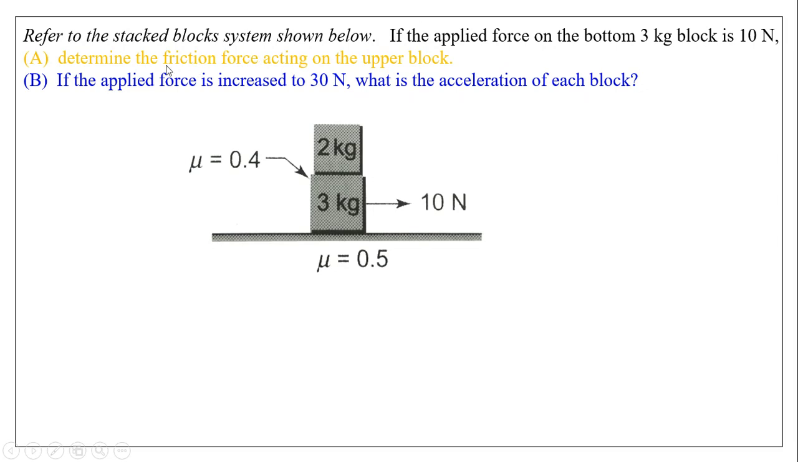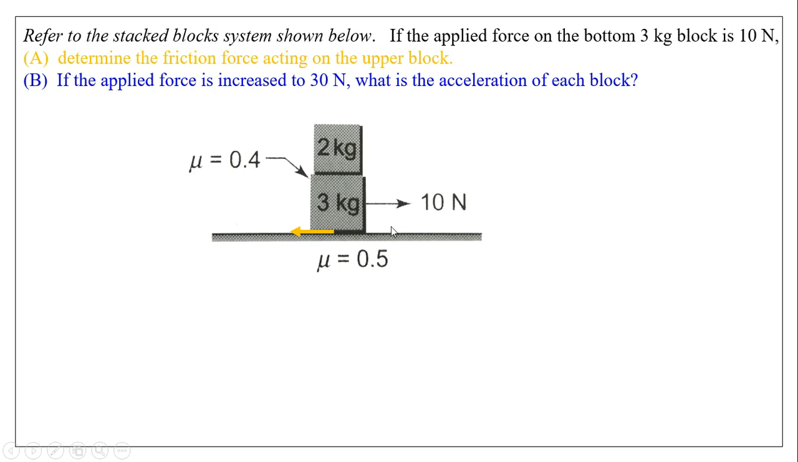Part A asks us to find the friction force that's acting on the upper block. So as you look at this particular diagram, the force that's being applied to the system is on the bottom block. So whether this 2 kilogram block moves or not is because of the frictional force that exists between the bottom and the top block. Okay. So in order to find the friction force that acts on the upper block, we have to figure out whether the system is moving first or not.